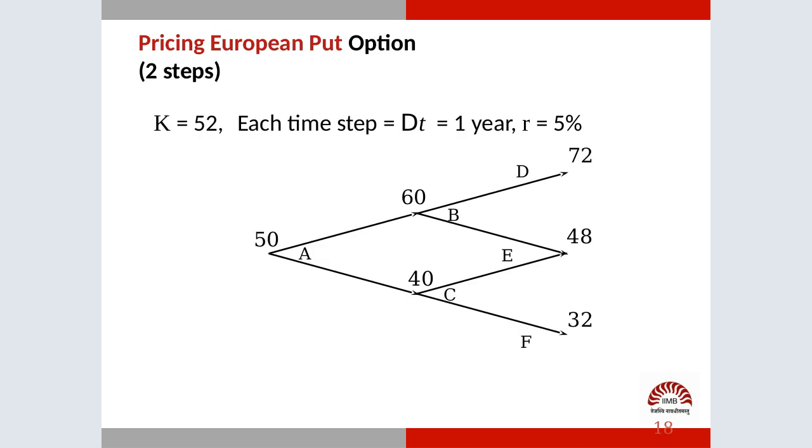Now let me show you an example, and this is still a put. This is still a European option, but this is a put option. So I take 52. Each time step or delta t is 1 year. So A is time point 0. B and C are potential values at time point 1. D, E, F are at time point 2. Now R is 5%.